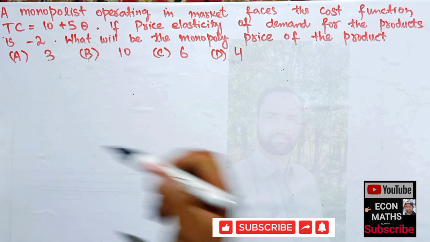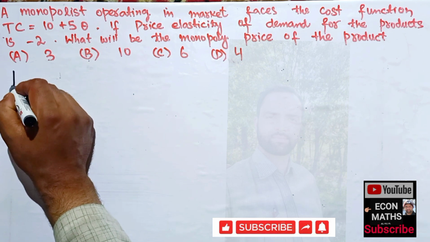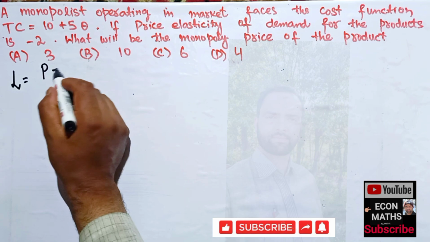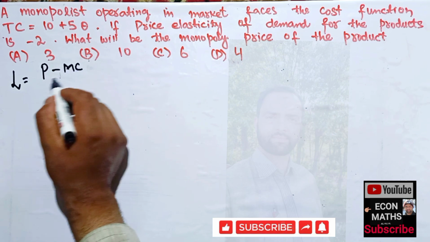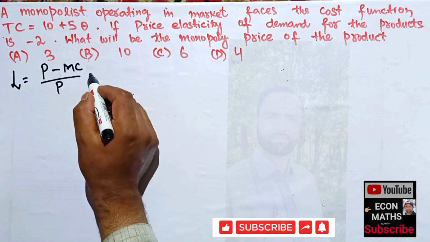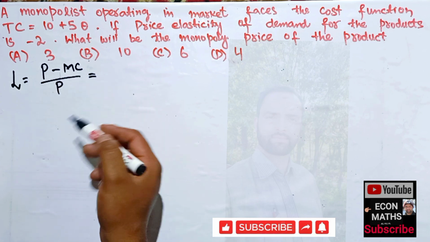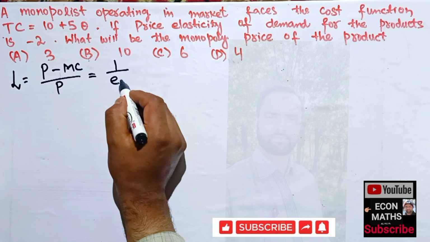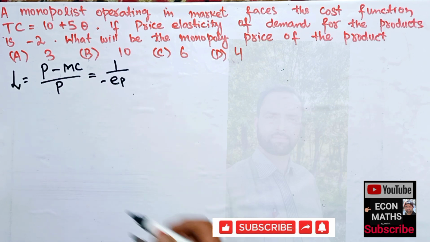Lerner's index is given by L = (P - MC)/P, which is equal to the reciprocal of the price elasticity of demand. This is the Lerner's index. So we will use this very formula in finding the monopoly price in this case.